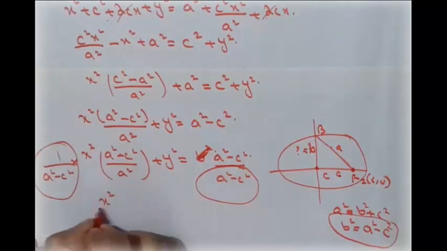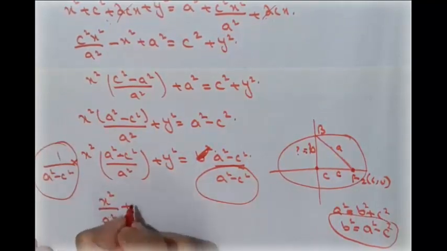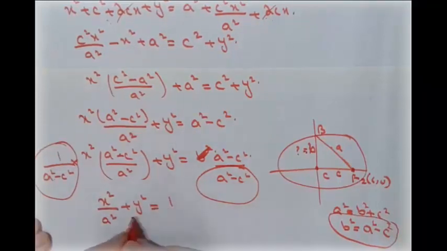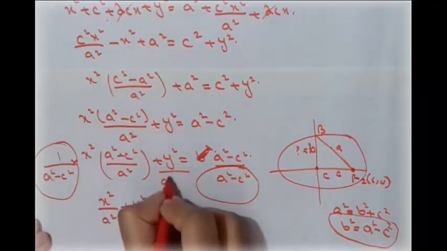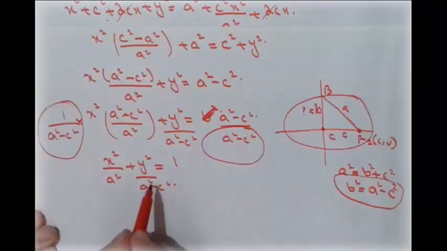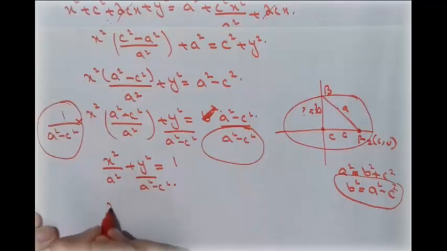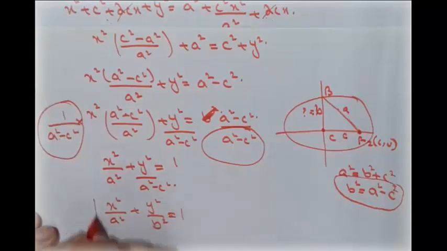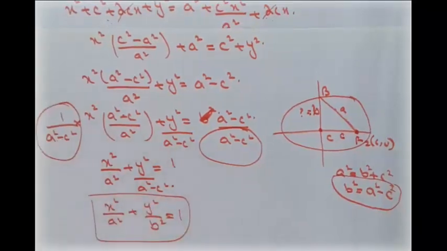So we will be left with x square over a square plus y square, which equals 1. And this factor is also divided by a square minus c square. So in the next step, this value is b. So x square over a square plus y square over b square equals 1. This is the final equation of the ellipse when the major axis is on the x-axis, or we say that the foci lie on the x-axis.